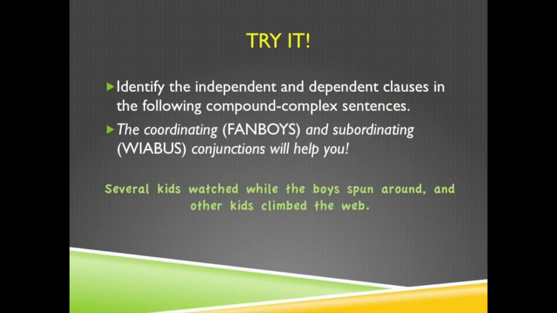Are you ready to try another one? While you watch the video, try to identify the independent and dependent clauses in the following compound complex sentence. Again, the coordinating and subordinating conjunctions will help you. Here's the sentence. Several kids watched while the boys spun around, and other kids climbed on the web.